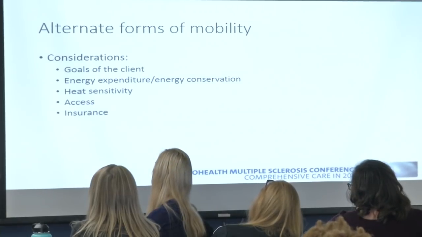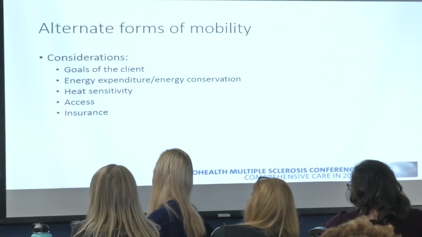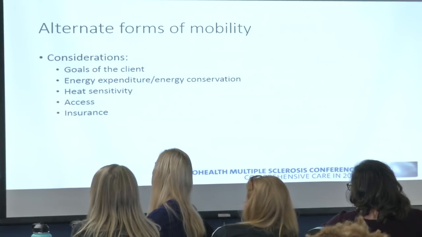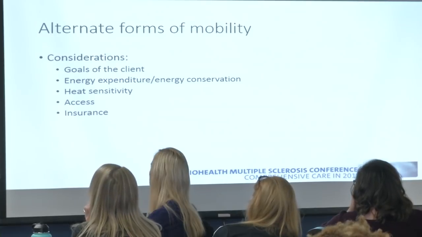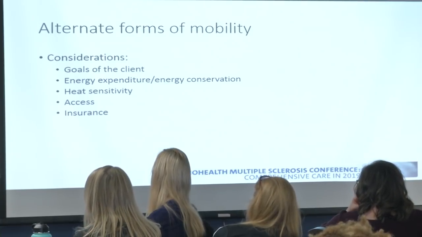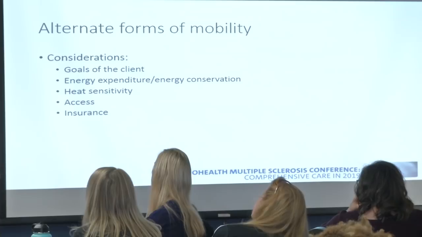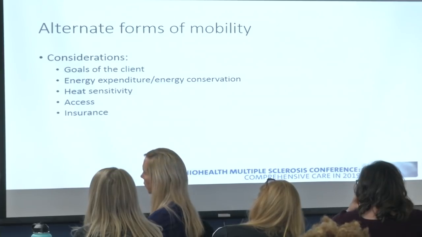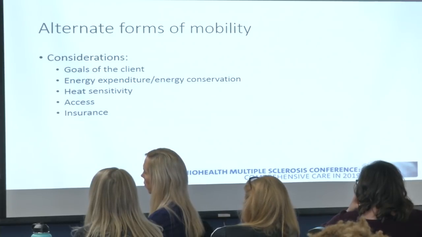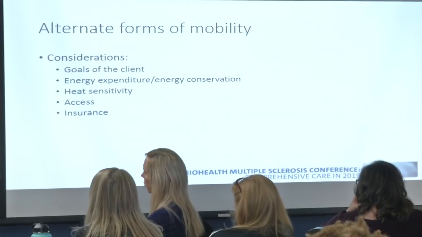Do they have a lot of heat sensitivity? What does access look like in their area? What is insurance coverage? And then how do we phrase these conversations? I typically say it's a tool in the toolbox. And I'll never forget, I was talking to someone about using a rollator because their daughter was getting married and they were so concerned they weren't going to be able to set up the venue and be able to dance on the dance floor and do all that stuff.